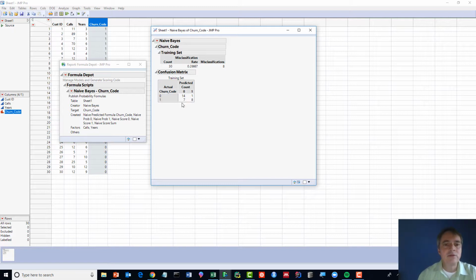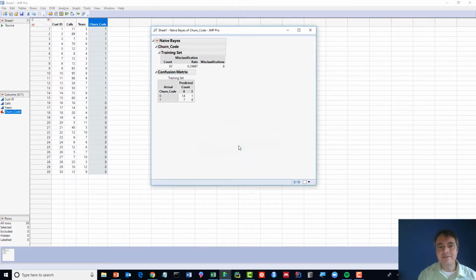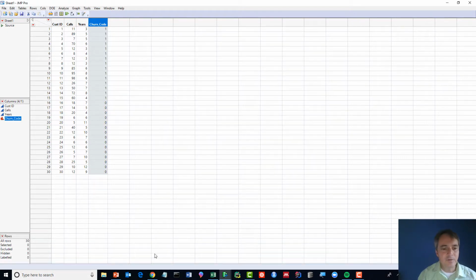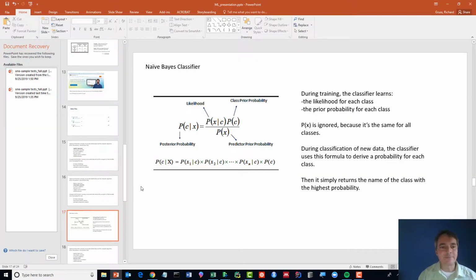But it looks like the naive Bayes did not work as well as the logistic regression. We would have to calculate precision and recall for each of those to see for sure, but it doesn't look to me like the naive Bayes worked as well. Okay, but the naive Bayes is another option for a supervised classifier, an application of Bayes' rule.